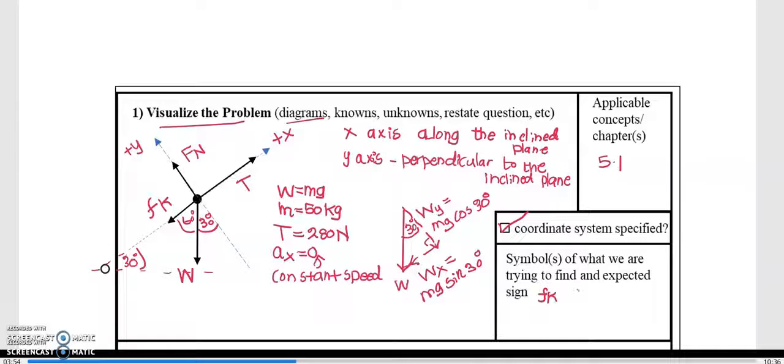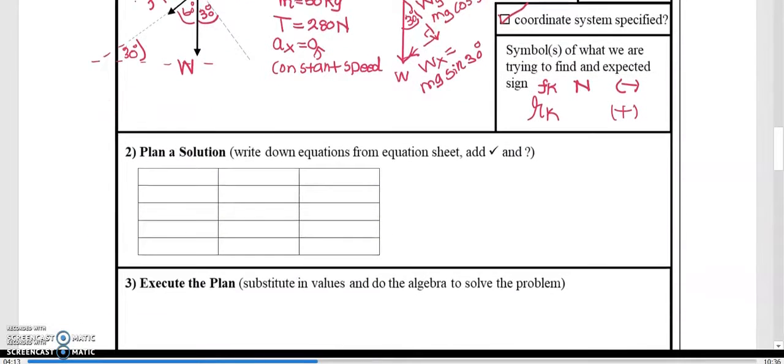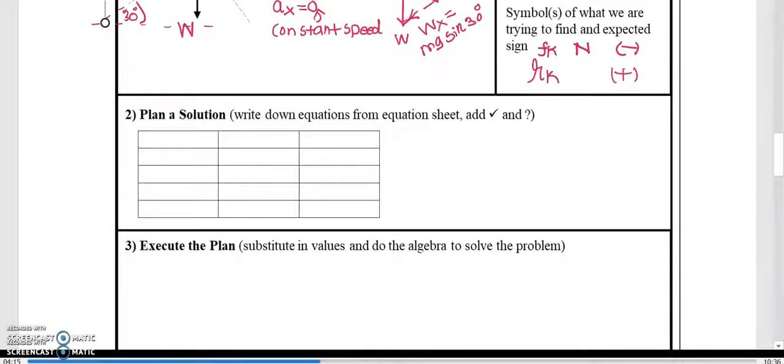The coordinate system is specified, and we are trying to solve for the kinetic friction, and you measure friction in newtons because it's a force, and we expect a negative sign based on the coordinate system. And then we are going to solve for mu k, the coefficient of kinetic friction, and there's no unit, and normally it's not negative, so we expect a positive value.